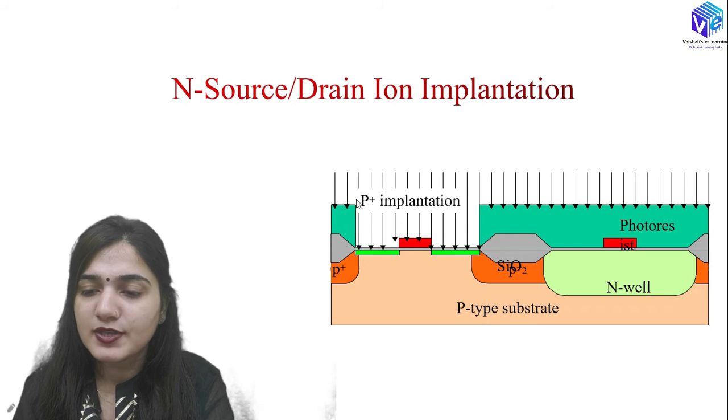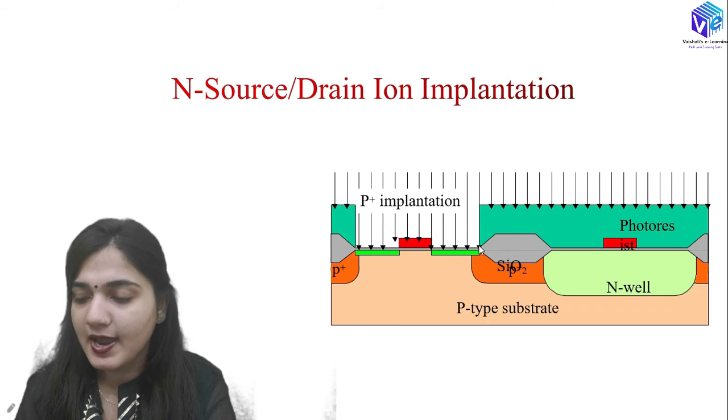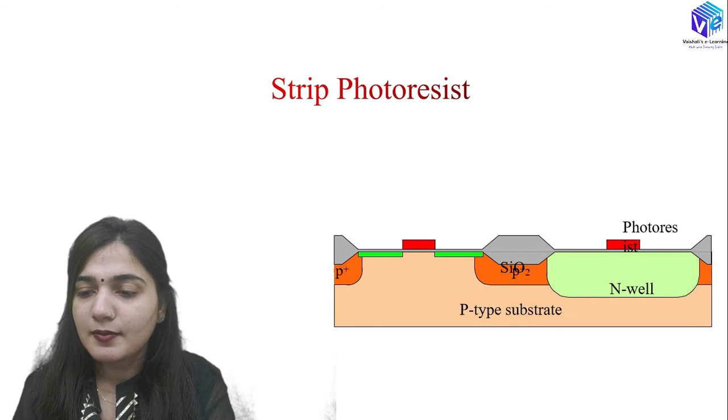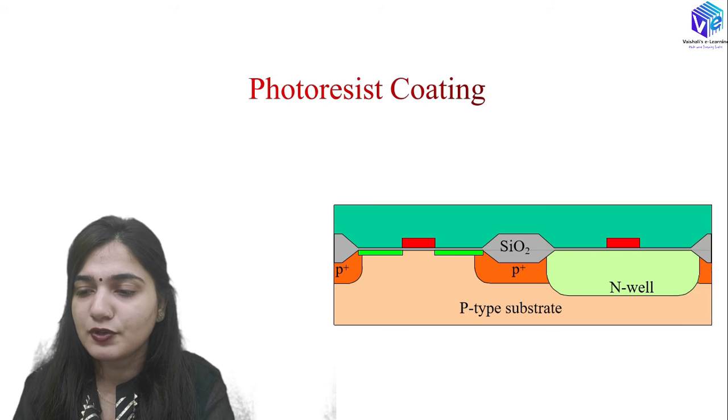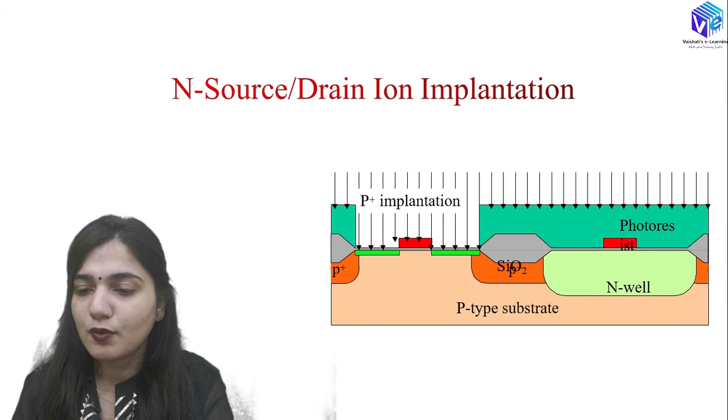This is a phosphorus implantation that we have, and this is how we will have the N type regions over here, which is going to form the N source and the N drain. So you can see here, after that the photoresist is no longer required. We can strip off the photoresist. After that again we are going to do the photoresist coating, because the photoresist over here was having the mask over here.